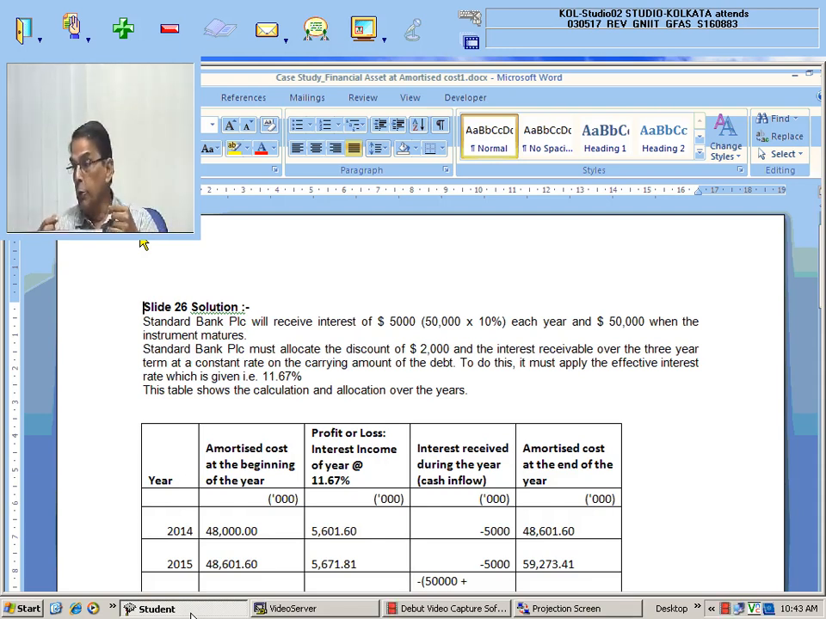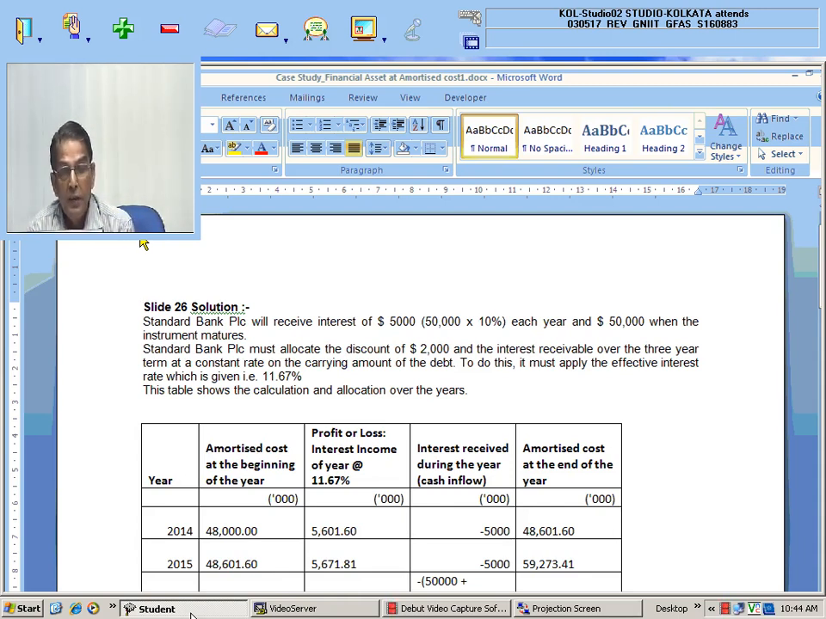For the year 2014, 2015 and 2016, for each of these years, Standard Bank PLC will receive 10% interest on the nominal value or face value of the loan, which is 50 million or 50,000 we are taking. So 50,000 into 10%, that is 5,000 will be the interest payments received by Standard Bank PLC each of these 3 years. And at the end of the loan term, on 31st December 2016, they will receive a cash flow of 50,000 when the instrument matures.